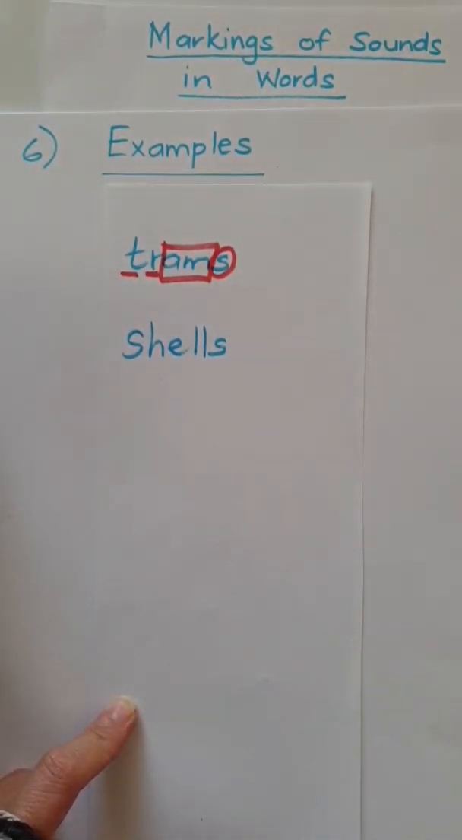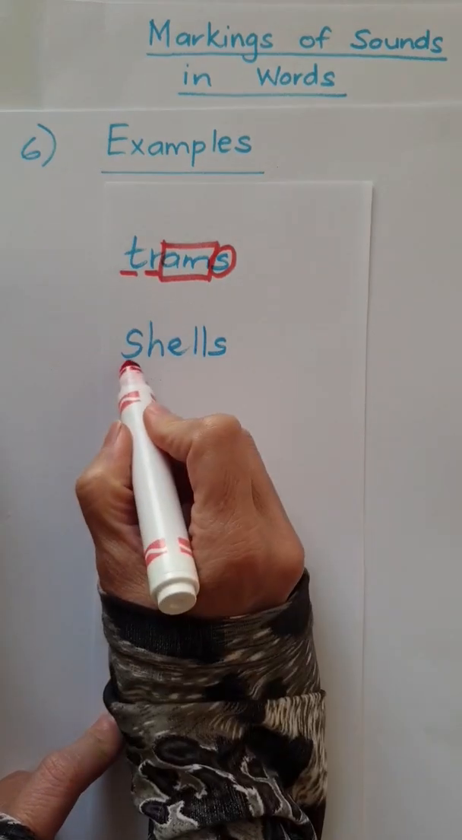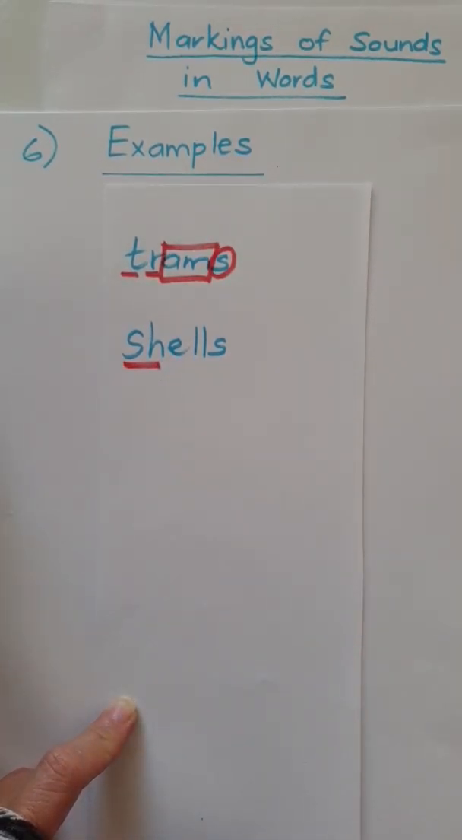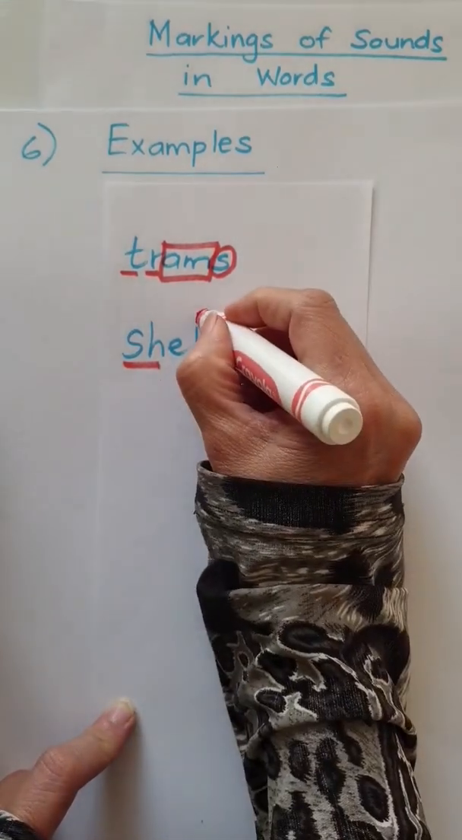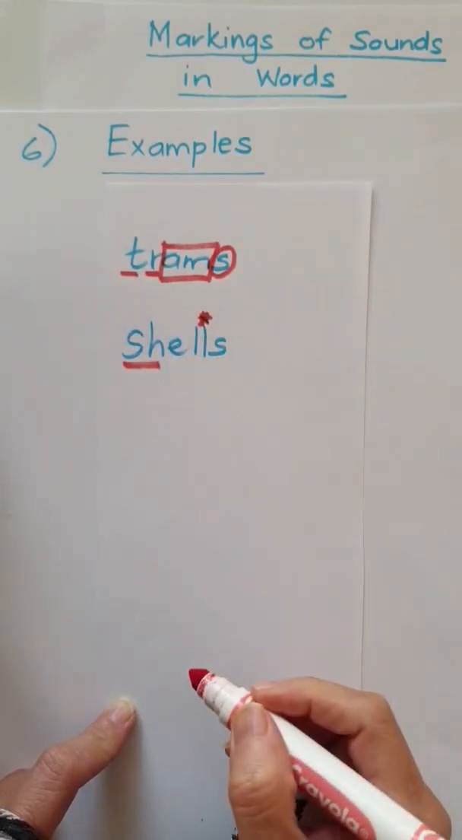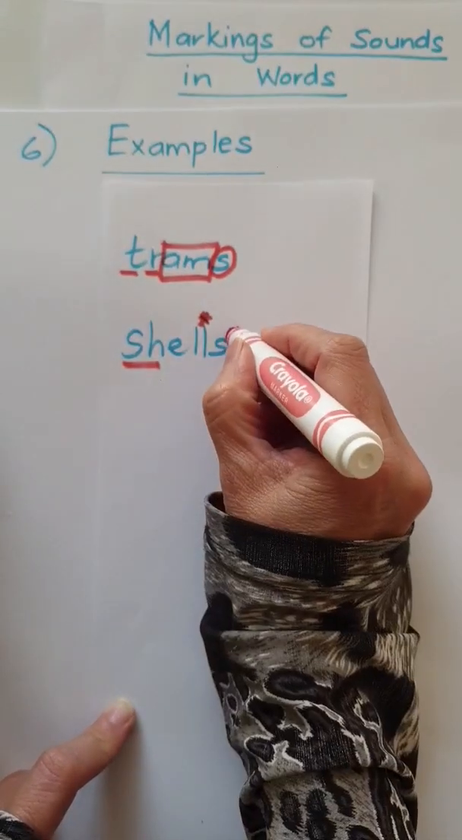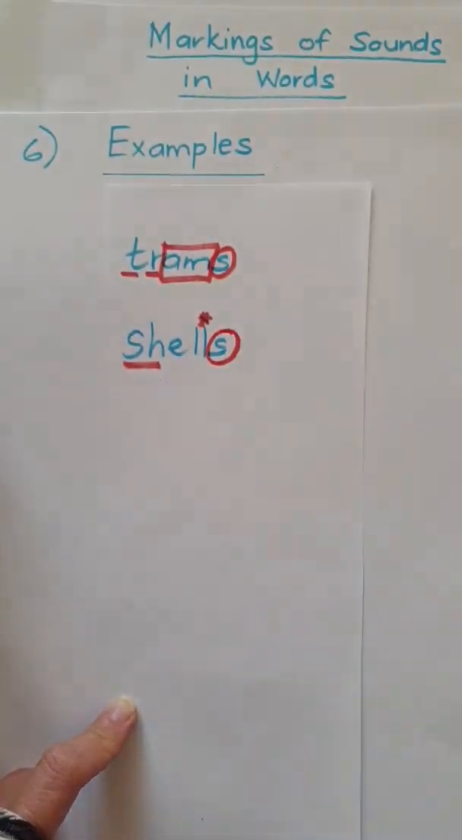The next example we're going to look at is the word shells. So shells, we know it has a digraph, the sh sound, so I underline the sh. It has a bonus letter L, so I'm going to star my bonus letter L. And it has a suffix s. I'm going to circle the suffix s.